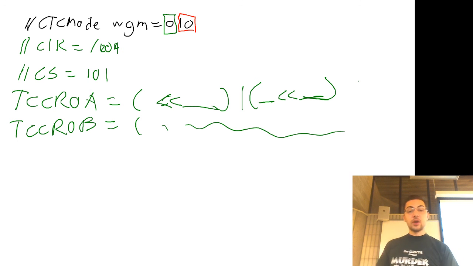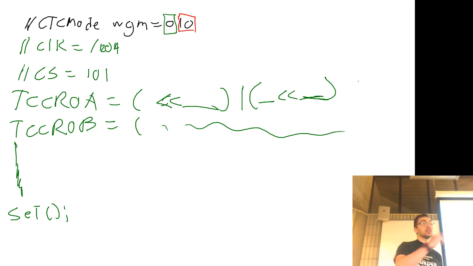So yeah, global interrupts is going to be a thing. After all of this setup, we are going to say SEI. That's a thing. That's actually the last thing.